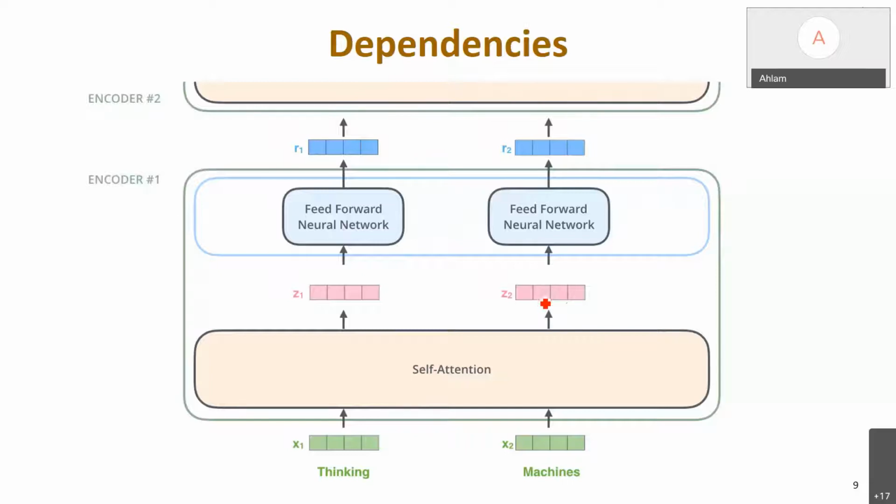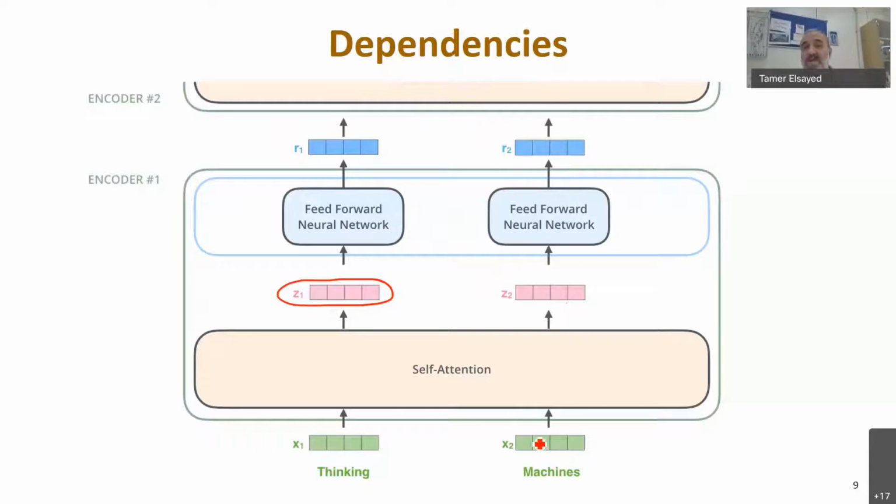You see this, right? For example, Z1 is the corresponding embedding of X1 out of the self-attention. Now Z1, the values in the Z1 embedding depend on both X1 and X2. Same for Z2: Z2 depends on X1 and X2.